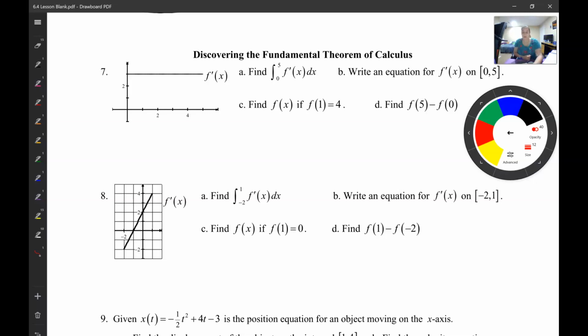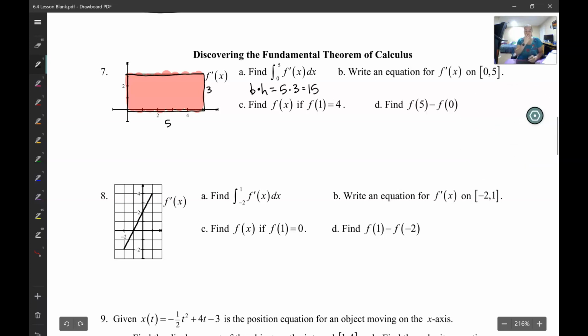I want to find the integral from 0 to 5, so that means I need to find the area under this curve from 0 to 5. And that shouldn't be too hard to do because this is a nice rectangular shape. So to find the area of that is base times height. That's the area of a rectangle. My base is 5 wide and my height is 3. So I should have 5 times 3 is 15.